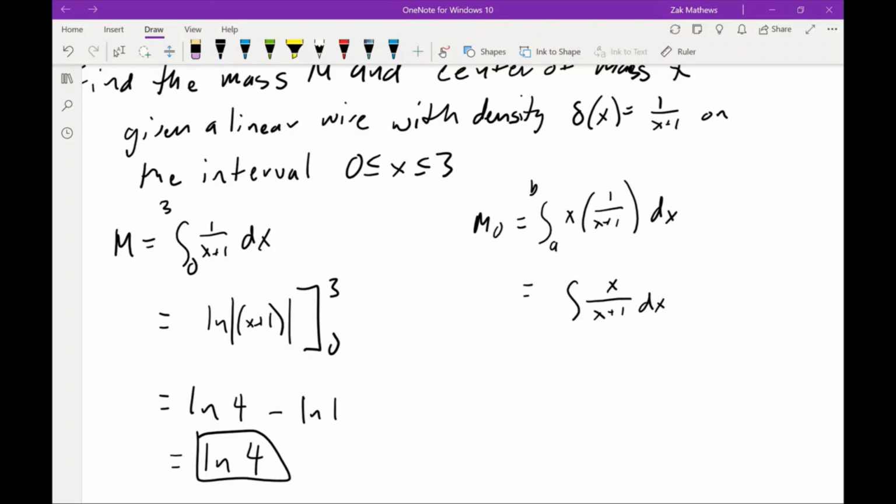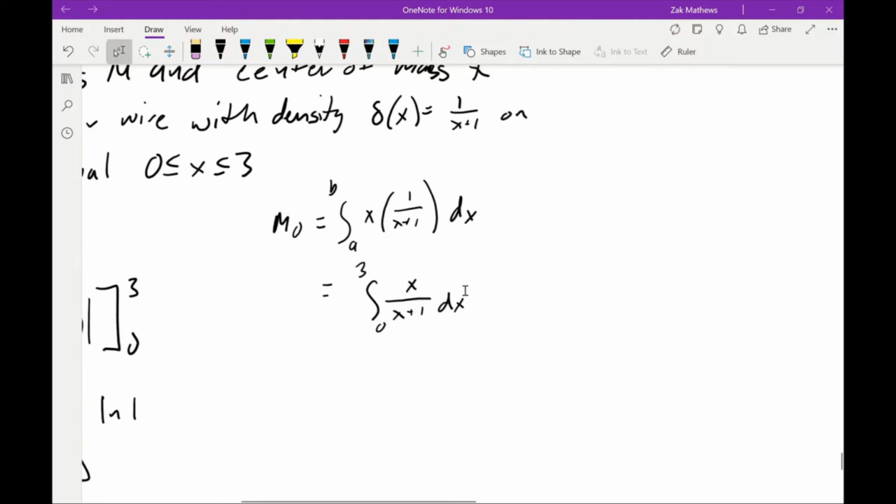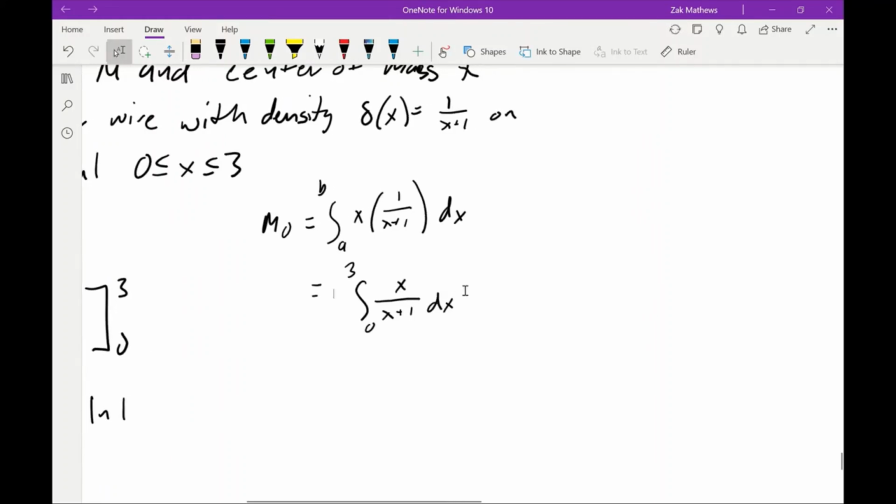All right, so the a and b I meant to make the 0 and the 3. There we go. All right, so I look at this. This is not as easy of an integral to calculate because I don't know how to do this antiderivative. But I can think of this using division. I need to look at what it would be as two different polynomials. x plus 1 can go into x with a remainder. So let's divide this out.